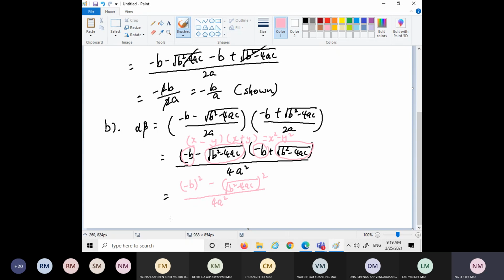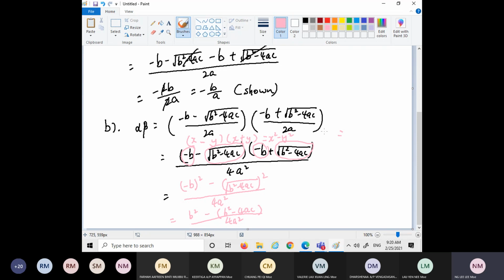Over 4a squared. Then continue. This one will get b squared, minus. Remember, if this is minus, you have to be careful. You have to put a bracket to protect it. After you bring in the minus or the negative, only then can you throw away the bracket. So the square root and the square will disappear. So b squared minus 4ac over 4a squared.